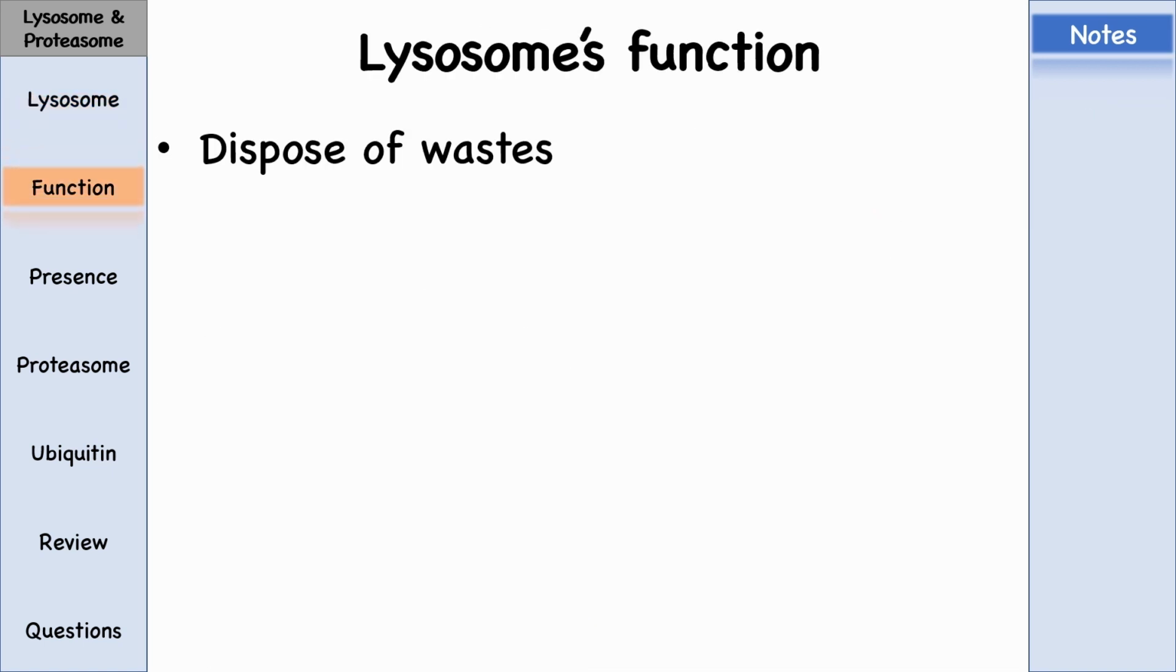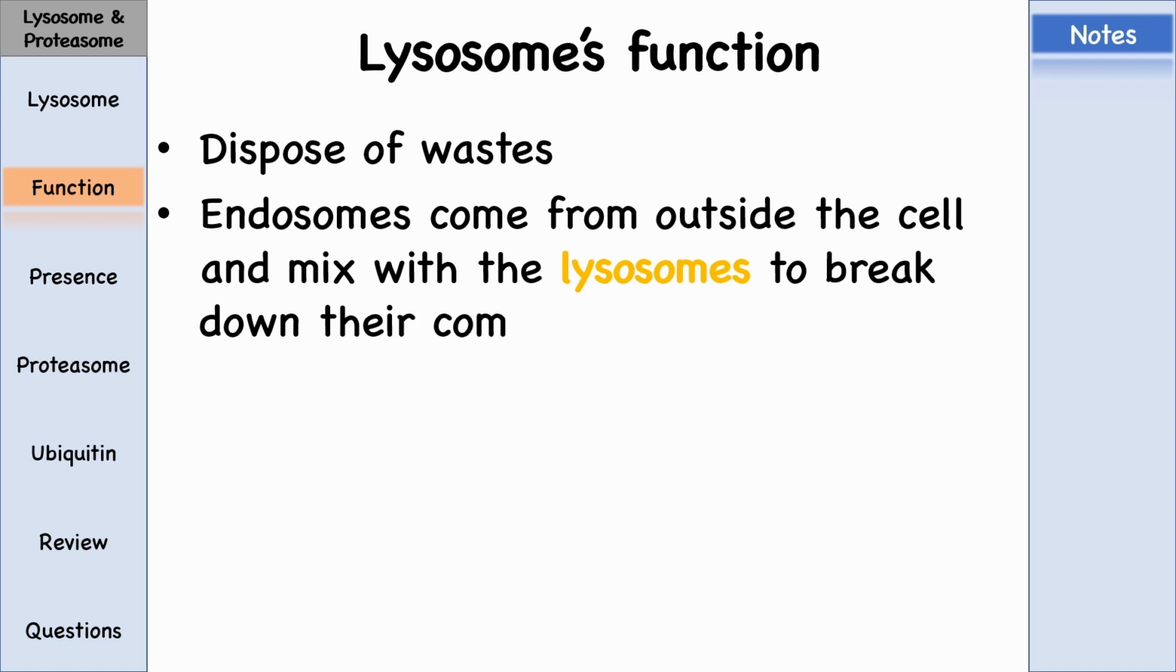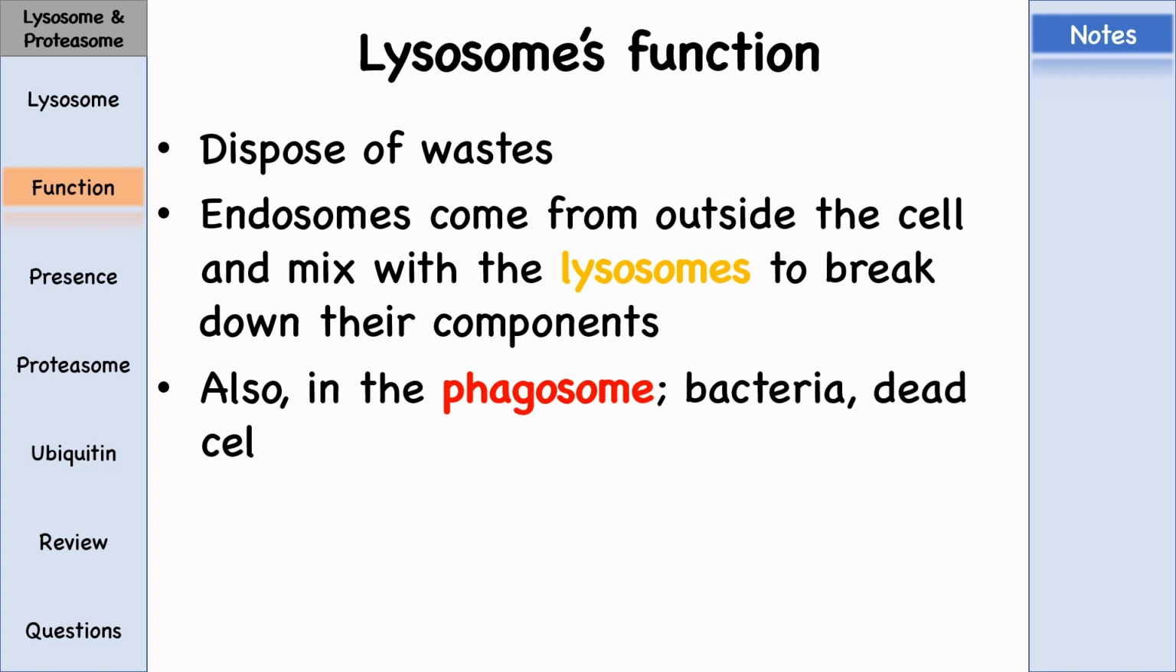The lysosomes dispose of wastes, and they work directly with the endosomes that come from the outside of the cell and mix with the lysosomes to break down their components. Lysosomes also break down foreign bodies in the phagosome, such as bacteria and dead cells.